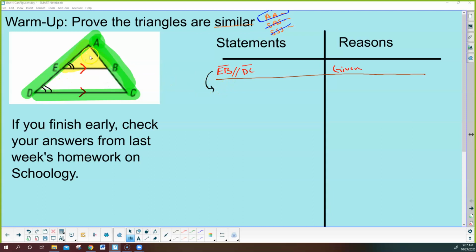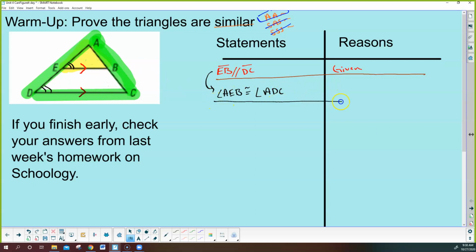As we mentioned, if I'm going to pick the yellow triangle first, it doesn't matter. You can go green to yellow or yellow to green. I'm going to go yellow to green. I can't say angle E because that doesn't tell me specifically what angle. So I have to be more specific and say angle AEB is congruent to angle D, or it's better to just use the full ADC. That's the angle of the big green triangle.